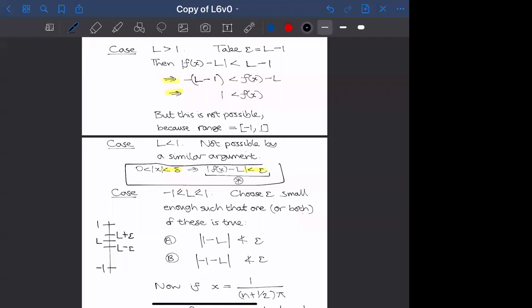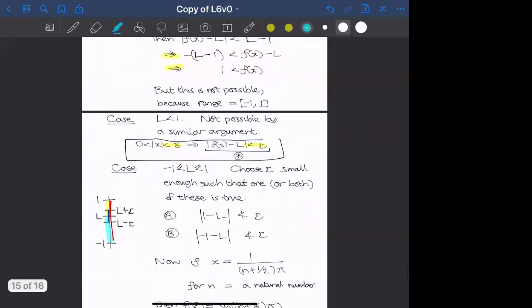So, in the picture, the distance from 1 to L is not less than epsilon, it's bigger than epsilon. So the little interval is inside the big interval. And also, the distance from minus 1 to L is not less than epsilon, it's bigger than epsilon. Okay, so how can we use this?